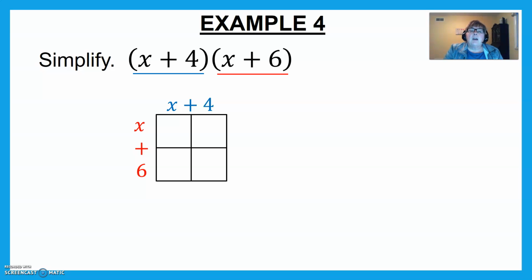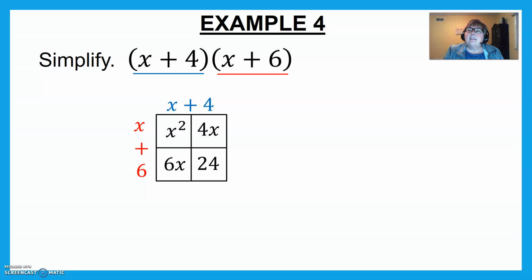So I do x times x, and I get x squared. I do x times 4, I get 4x. I do 6 times x, I get 6x. And 6 times 4 is 24. Please use a calculator if you need to. It's perfectly fine to do that.